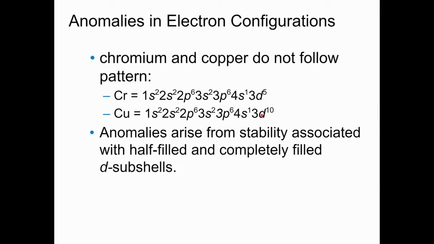And then for copper, it's the same thing. You would expect it to be 4s2, 3d9, but what happens is one of those electrons goes to completely fill the d orbitals because that creates a little bit more stability. So these anomalies arise from stability associated with half-filled and completely filled d subshells. So I do want you to know that chromium and copper have these anomalies.